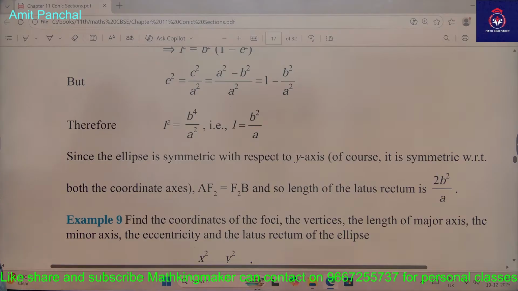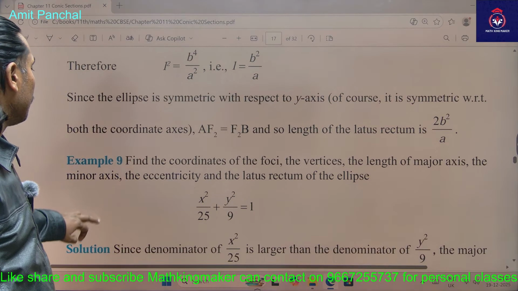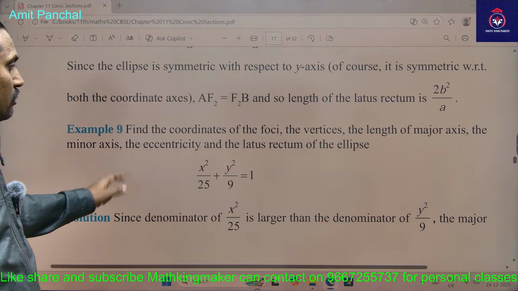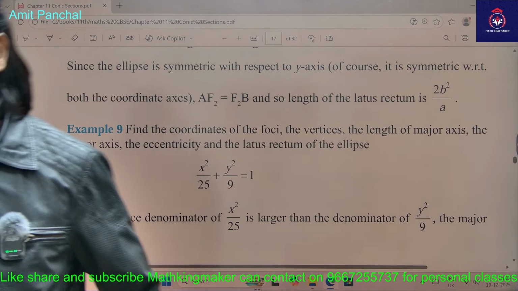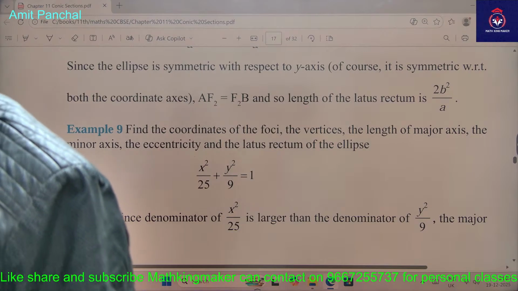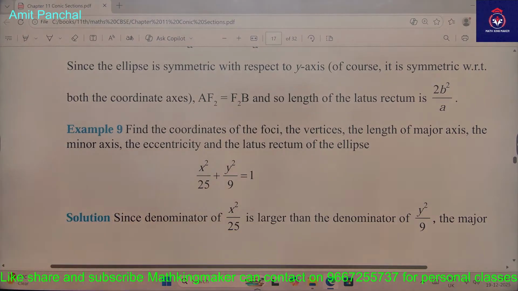So just write down the homework. Homework will be all the examples and the exercise.